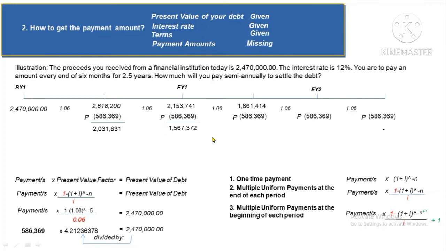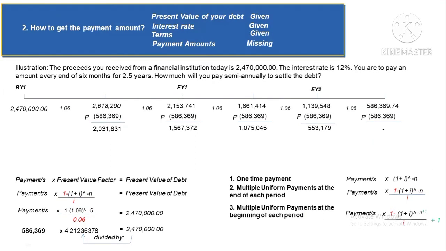1,567,372 times 1.06 minus the third payment, then we have 1,075,045 pesos times 1.06, we have 1,139,548 minus 586,369, then we have 553,179, and lastly we have 553,179 times 1.06 equals 586,369.74 minus 586,369. Supposedly there's an answer here of 0.74. However, the difference of 0.74 is just due to rounding of factors. So we have proven already that 586,369 is the right answer.